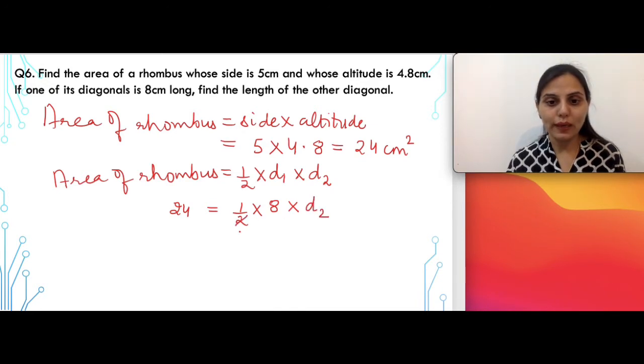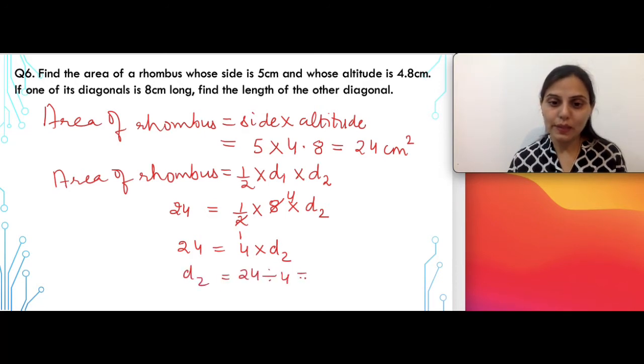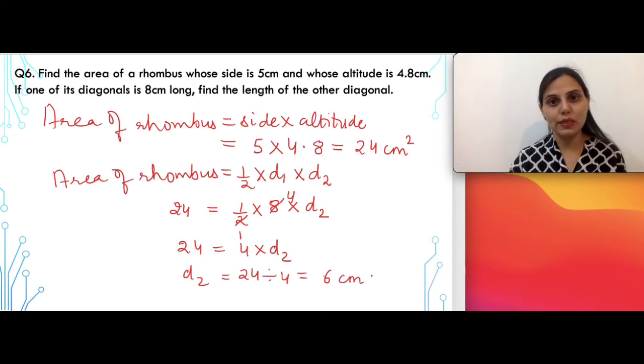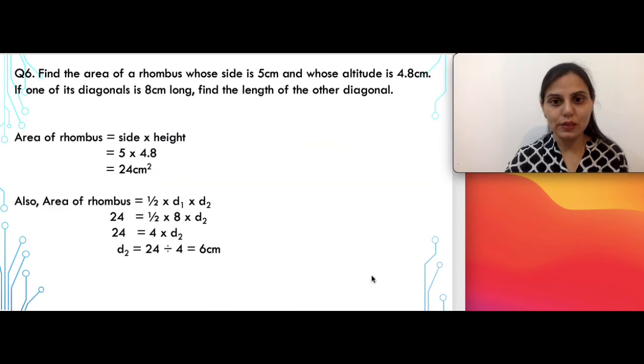Now 2 and 8 can be cancelled. So the step can be written as 24 is equal to 4 multiplied by d2, or we can write d2 is equal to 24 divided by 4. That means the length of second diagonal is 6 centimeters. I hope the solution is clear to you. Let's see step-by-step solution for the same.